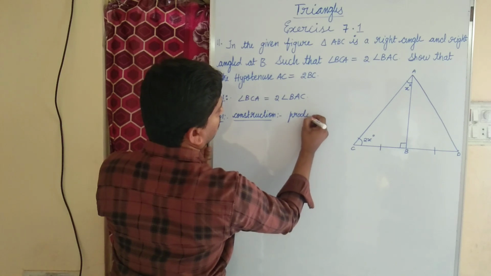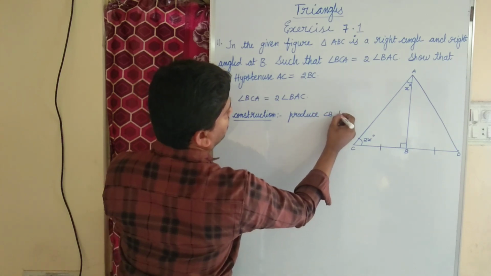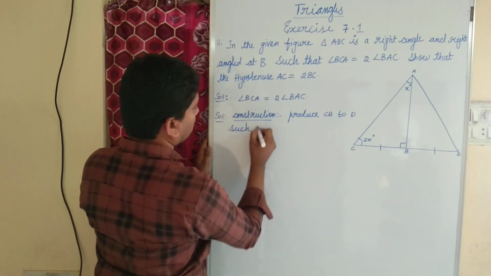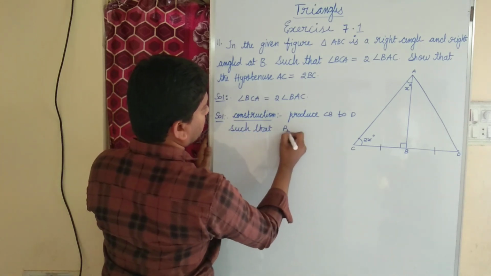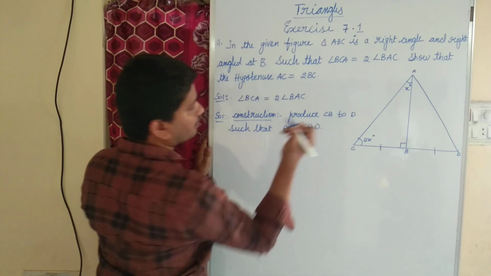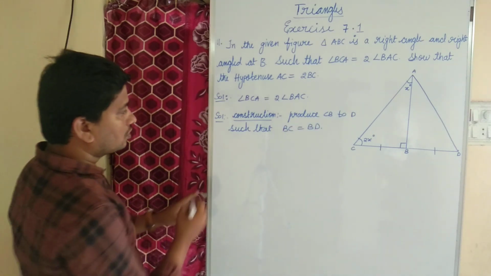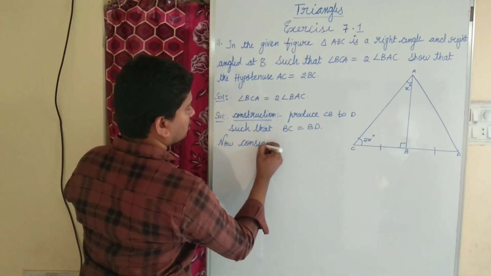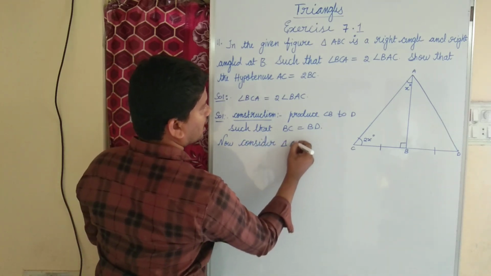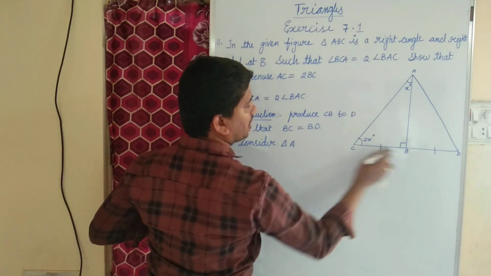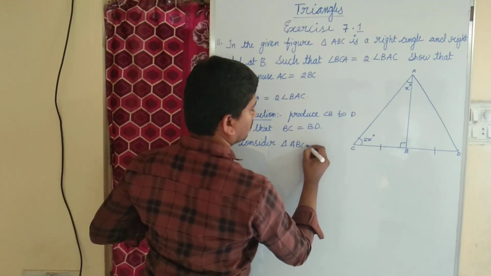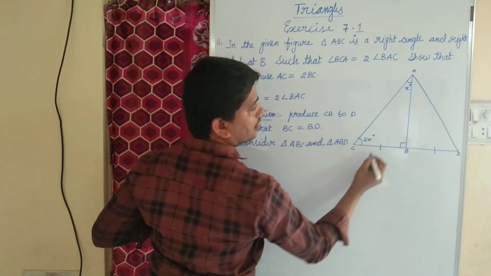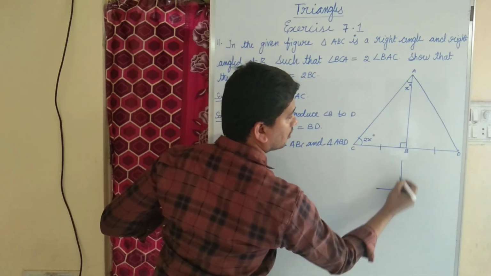Produce CB to D such that BC equal to BD. Now what do you do? Now consider triangle ABC and triangle ABD. That is drawn now.